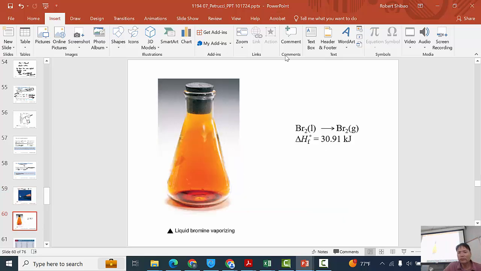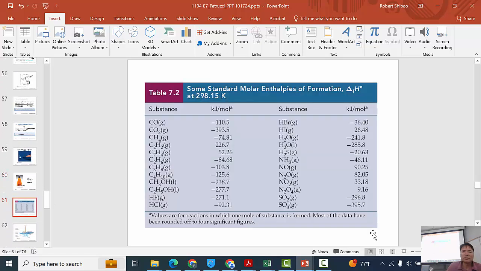Here, this is a formation reaction too, because the standard state of bromine is a liquid, not a gas. Bromine is one of the elements that are liquid at room temperature and normal pressure, 1 bar pressure. 1 bar pressure is about 1 atmosphere. And so this is delta H of formation for bromine. So we'd say delta H of formation for bromine liquid is 30.91 kilojoules. We can compile these into tables like this.